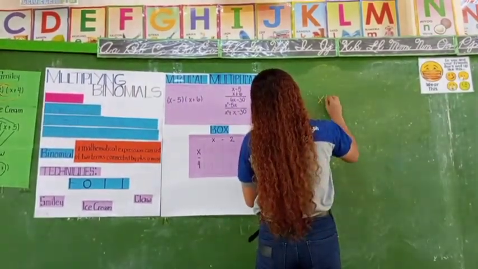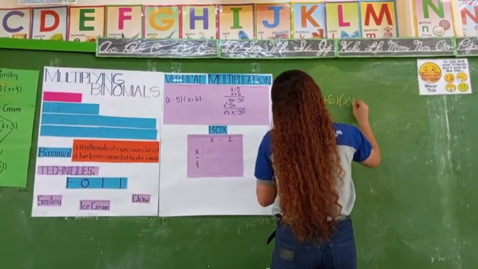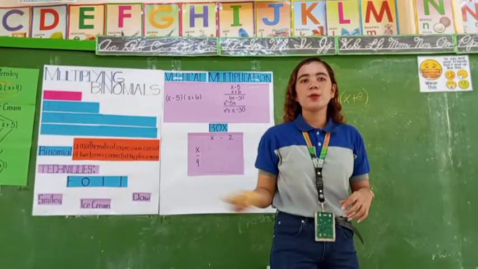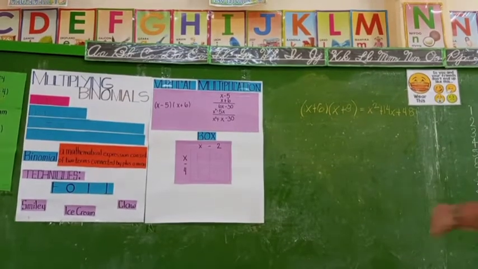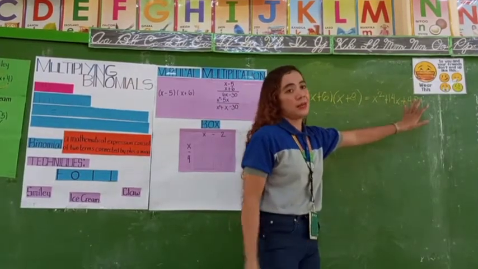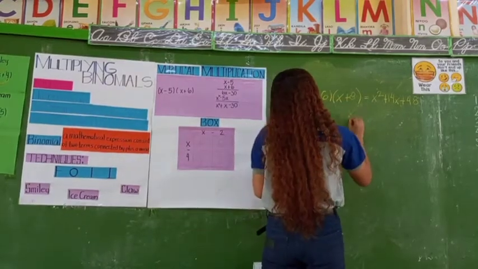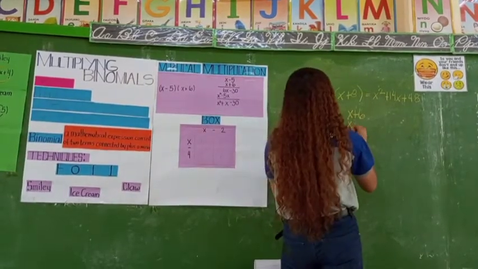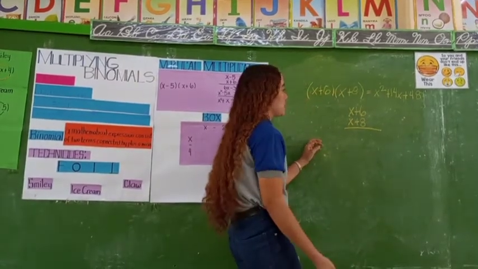Solve this using vertical multiplication. Anyone from the group? Yes. Okay, ito yung answer niya. X squared plus 14x plus 48. So we are going to get the process of this. X plus 6, all you have to do is organize it first. Organize the two binomials. Na parang kapag nag-a-add naman yung subtract na manually.